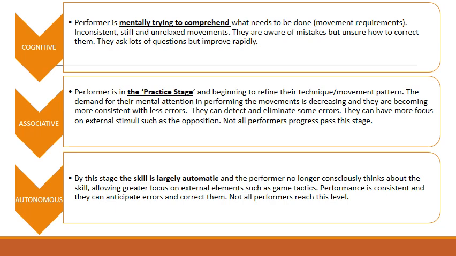So if your performer is in the cognitive stage, the word cognitive means that it's all about the brain. You're mentally trying to understand what needs to be done. What are the movement requirements for me to execute this skill? And because you're thinking about it so much, the actual execution itself is probably inconsistent, so it's not always successful. It'd be stiff, unrelaxed movements, so it's not going to be fluent and coordinated. And you're going to make a number of mistakes. The performer is going to know that they're making mistakes, but they're not really going to know how to fix them. So they're going to ask quite a few questions.